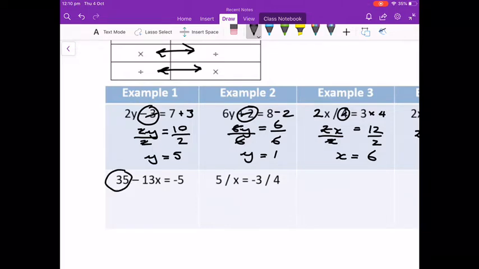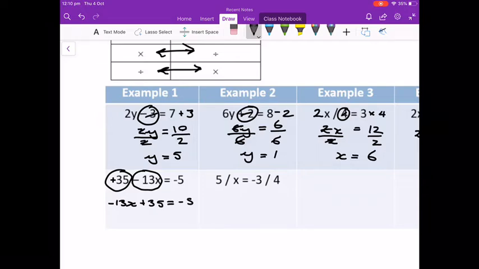Now, this is a positive 35 because there's no symbol in front of it. I'm actually going to rearrange the equation. It just makes it a lot easier to deal with. So negative 13x plus 35 equals negative 5. Now the opposite of plus 35 is take 35. And negative 13x equals negative 40.